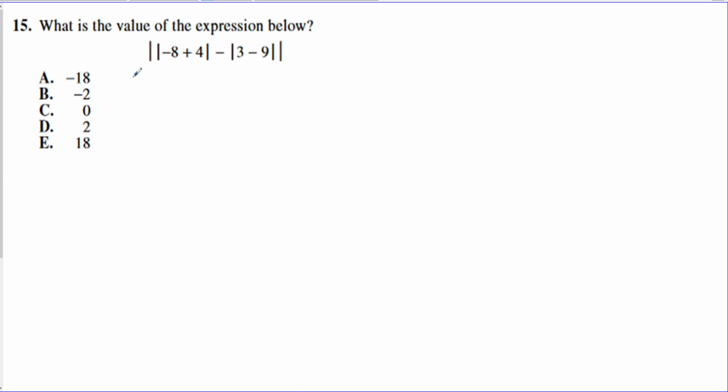All right, problem number 15, it says, what is the value of the expression below? These bars are absolute value, and what absolute value essentially does, they are grouping symbols. So when we're doing our good friend PEMDAS, they are treated just like parentheses. We are always going to do those first. So I'm just going to do what's inside of each of these most inner parentheses.